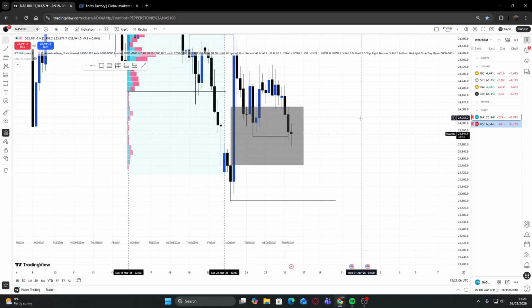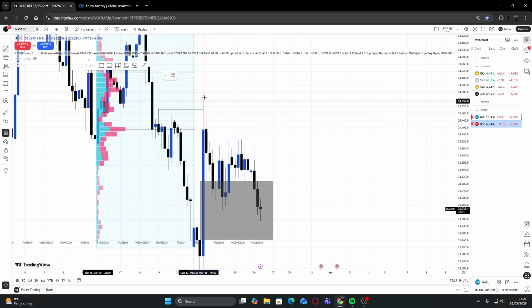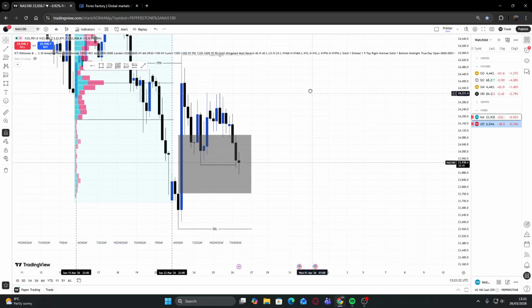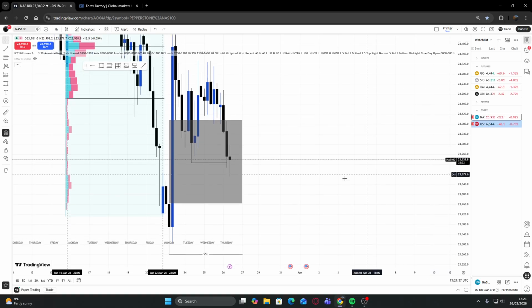So we have a sell side here. We have these data highs here. This internal high got swept. We have data highs. We have the sell side here. And in a minute, we're in this 4-hour bullish PD array.